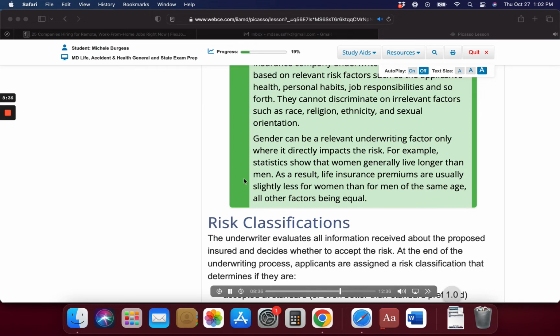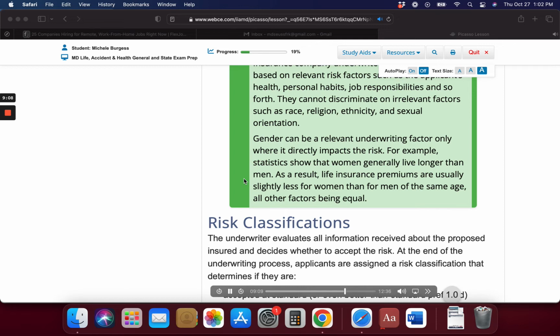Risk classifications. The underwriter evaluates all information received about the proposed insured and decides whether to accept the risk. At the end of the underwriting process, applicants are assigned a risk classification that determines if they are accepted at standard, or even better than standard preferred, premium rates, assigned to one of the various substandard rating classifications, declined. Historically, more than 90% of applications for life insurance receive standard or preferred issue.